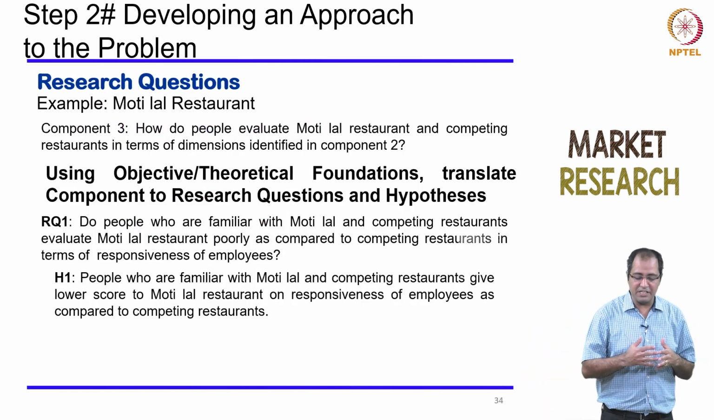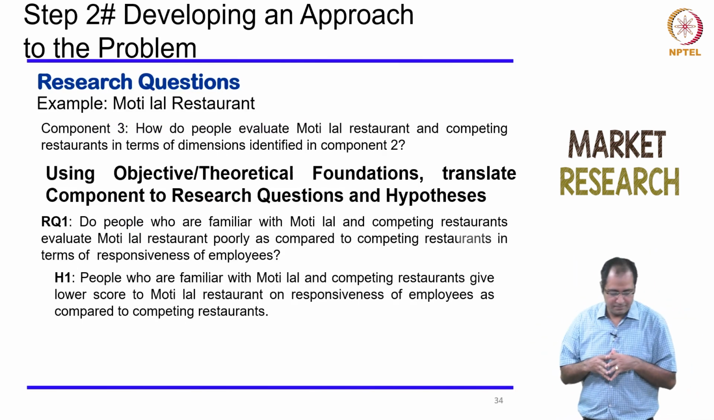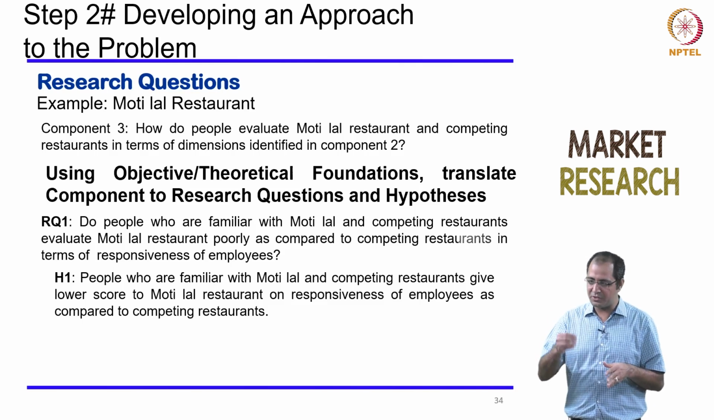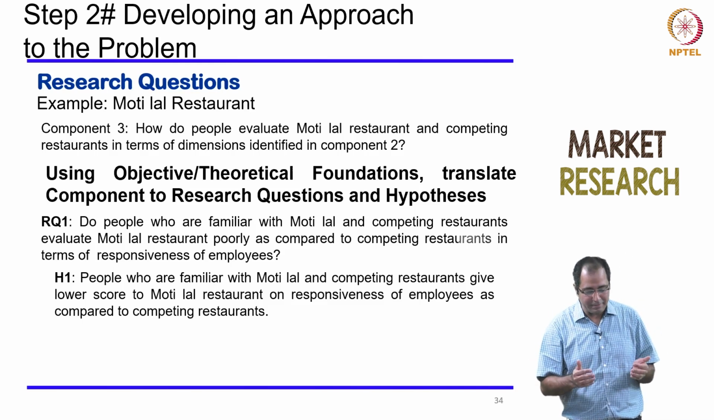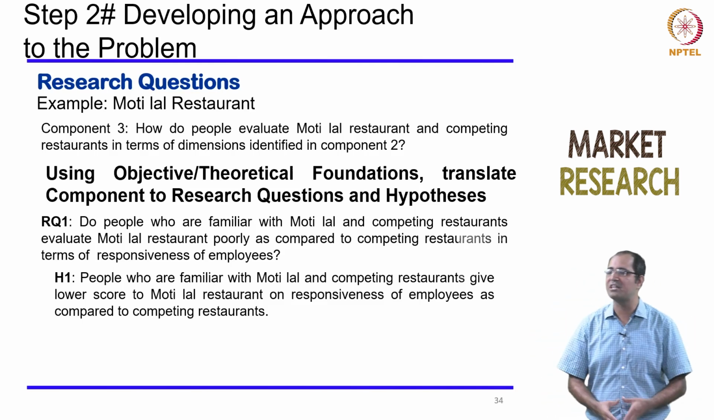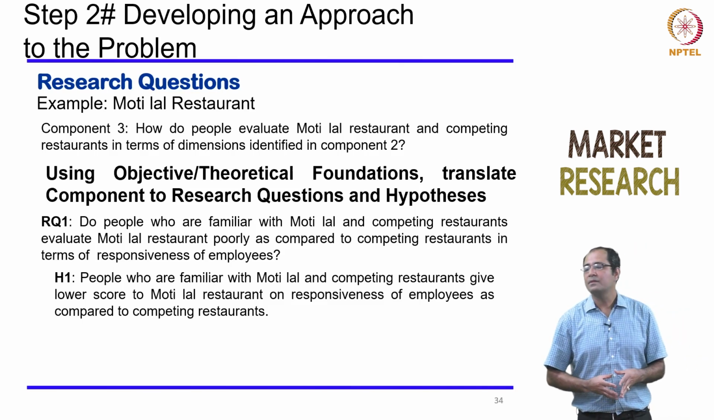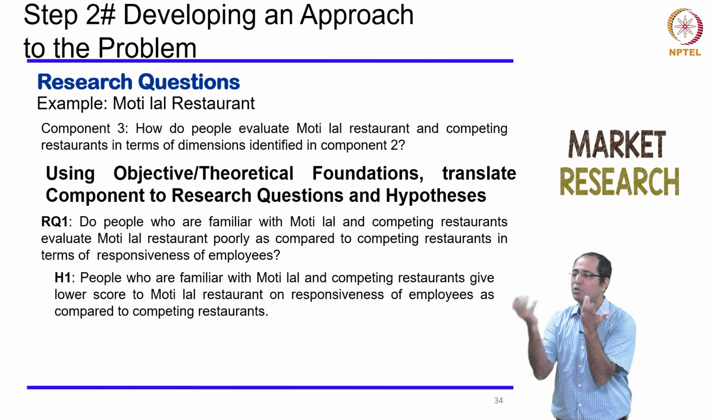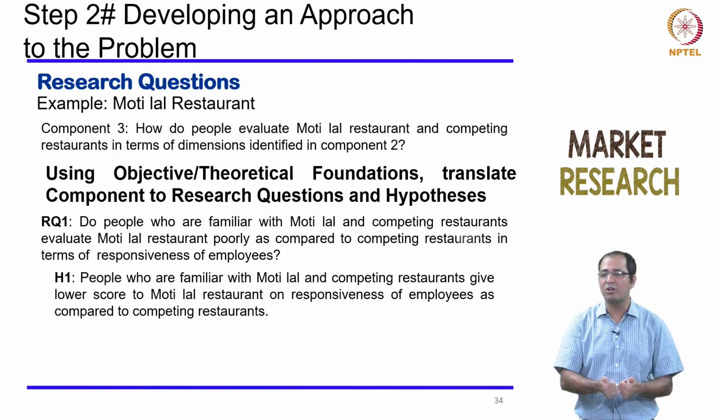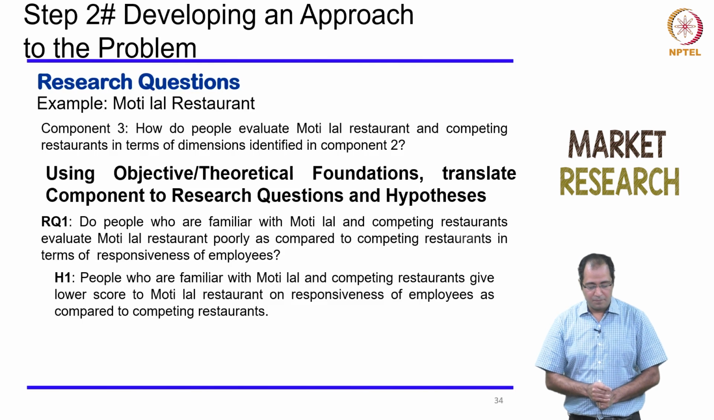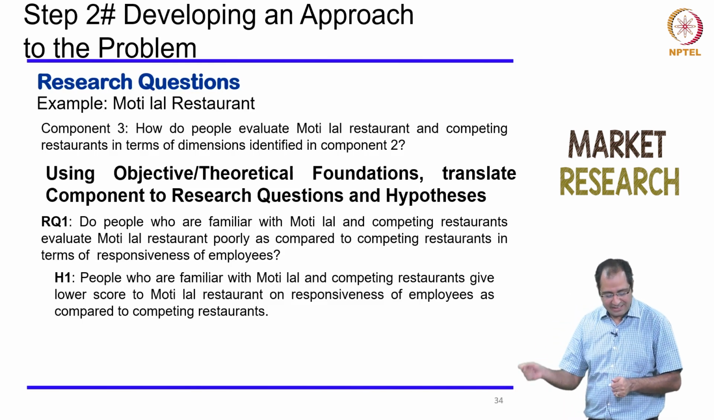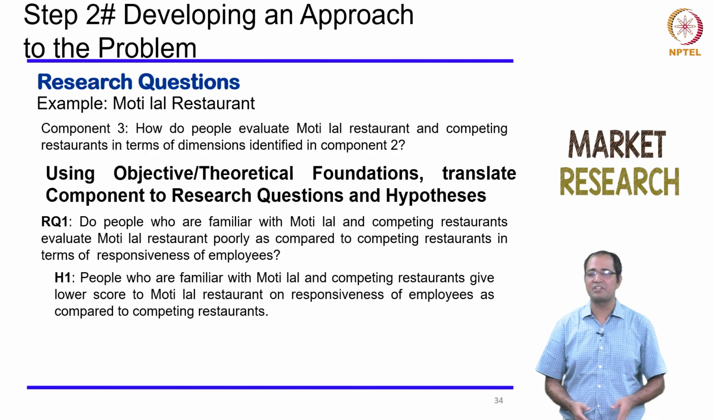So now we have the idea about the constituents of service quality, and we can break down one of the components of the Motilal restaurant issue. One component of the Motilal restaurant business issue was how people evaluate Motilal restaurant and competing restaurants in terms of the constituents identified in component 2. Component 2 was what are the constituents of service quality. We have 6 components of service quality. Once component 2 is resolved, we use those factors to break component 3 into research questions and hypotheses, as given on the screen. Research question 1 is: do people who are familiar with Motilal and competing restaurants evaluate Motilal restaurant poorly compared to competing restaurants in terms of responsiveness of employees? And then you further break this research question into hypotheses.